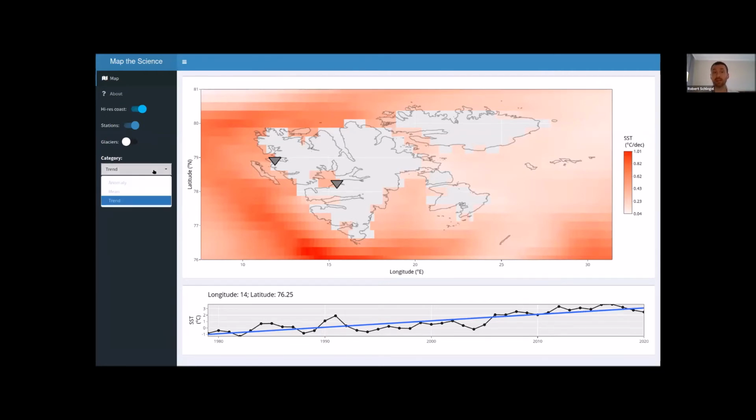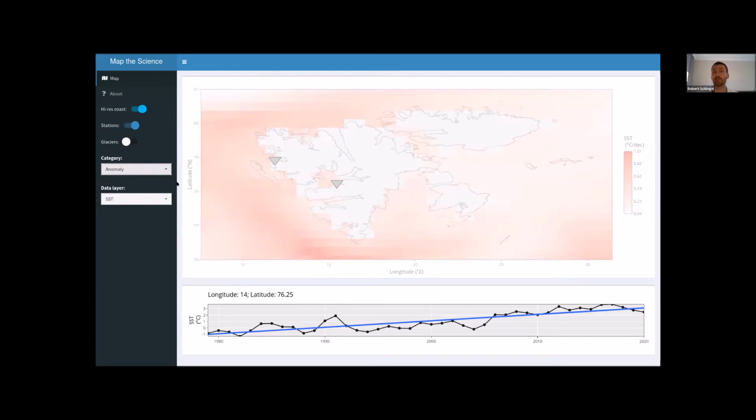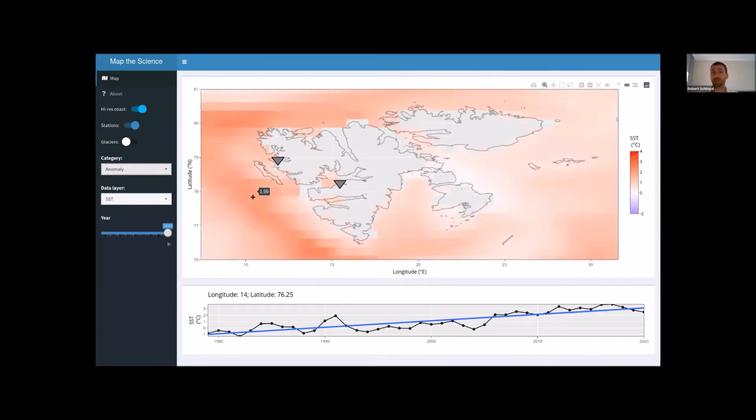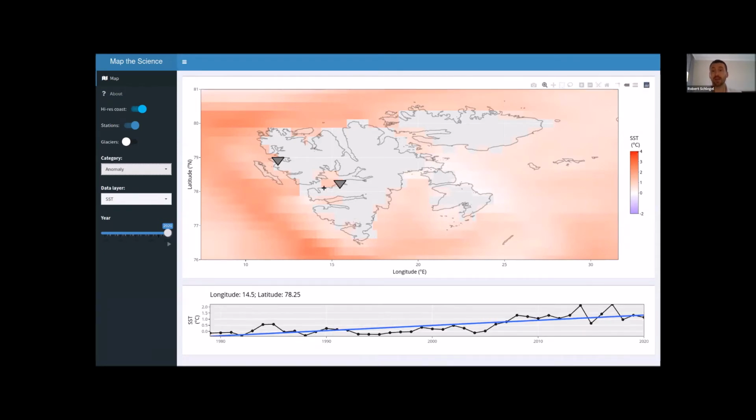And you can look at anomalies as well. So now we're dealing with annual data. So these are going to be the averages over the year. So this is the sea surface temperature anomalies for 2020, for example. And so let's click on just somewhere in Isfjorden here, and we can see what the temperatures have looked like over the last roughly 40 years. And we can see some big differences. So here's 2020, 19, 18, 2017 was a very warm year. 2015, a bit less so, right?